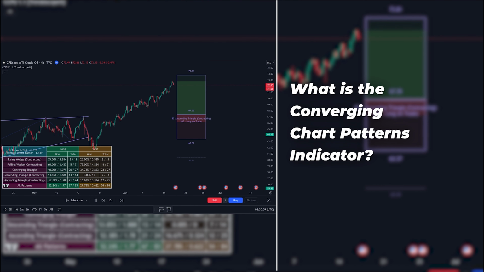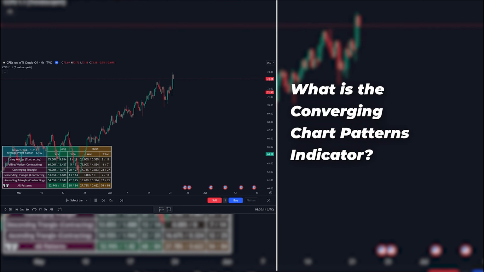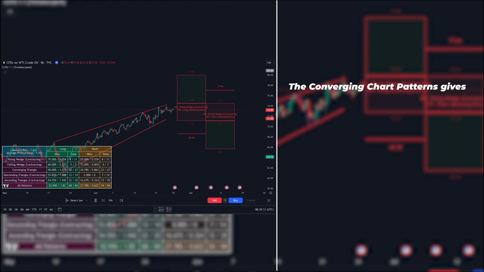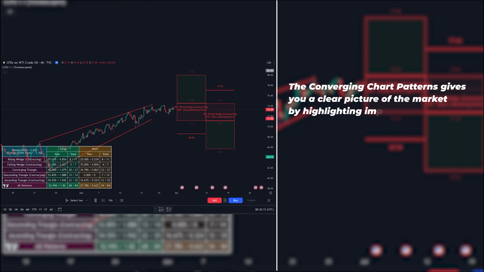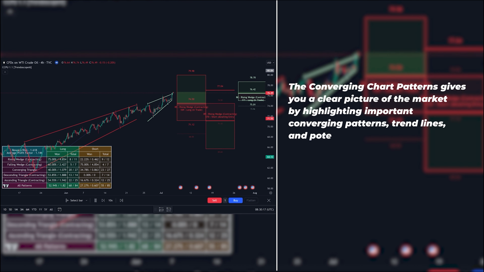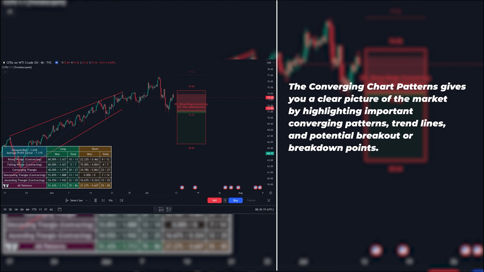What is the Converging Chart Patterns indicator? The Converging Chart Patterns gives you a clear picture of the market by highlighting important converging patterns, trend lines, and potential breakout or breakdown points.